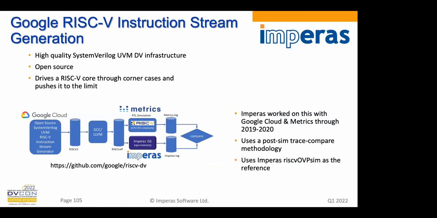Now, we worked with Google on this back in 2019 with Metrics as a simulator, and we basically developed a post-simulation trace compare around the RISC-V OVP sim simulator. They were using that as the reference, so that we would get a log out of it, and then we had to process the trace file into a format that can be compared with the same as one that was coming out of the RTL.